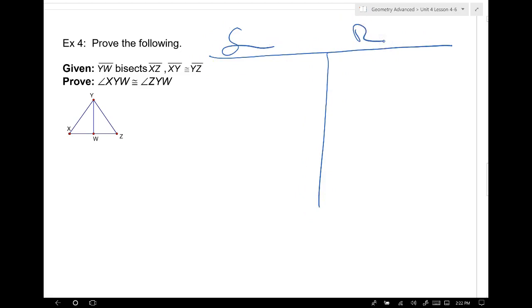And guys, one thing you need to do that I still feel like is a lacking thing that needs to improve in here, mark up your what? Mark them up. All right, so let's go with this one. Guys, what are we going to put down first? Just put the very first given? Okay, so segment YW bisects segment XZ.